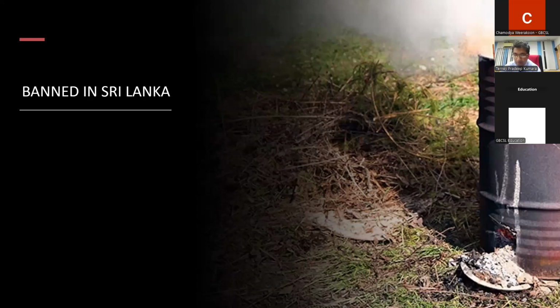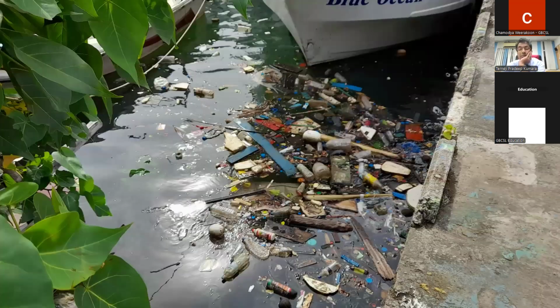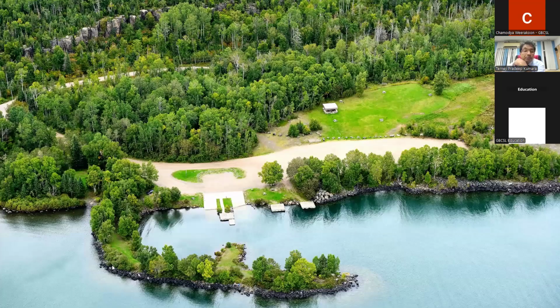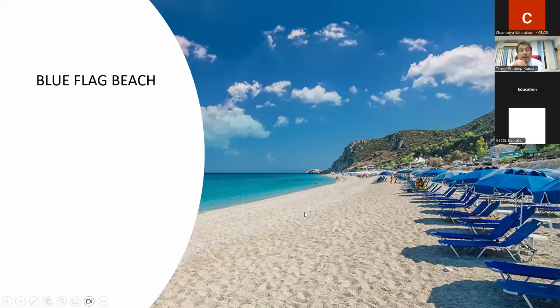Burning of plastic in the open air is banned in Sri Lanka, but still we do it, right? And these are floating plastics in harbors and water bodies. You can see this harbor is an environmentally friendly harbor, right? With lots of green concepts there. Then blue flag beaches. Blue flag is a kind of certification system for beaches, because to certify something we can issue a certificate.